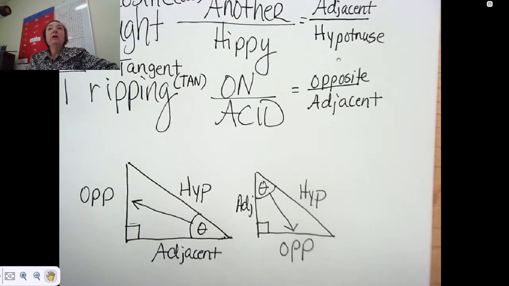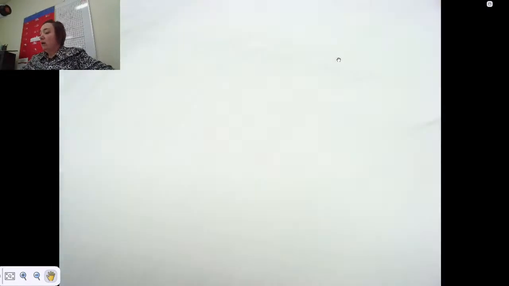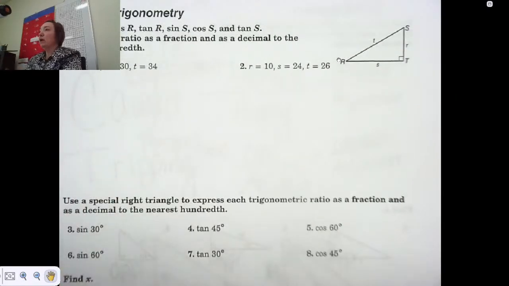Okay, so let's put this into a little bit of practice. Now, all we're doing right now is writing down the ratios of the sides. That's all we're doing. And that's what the trig function is. It's the ratio of those sides.